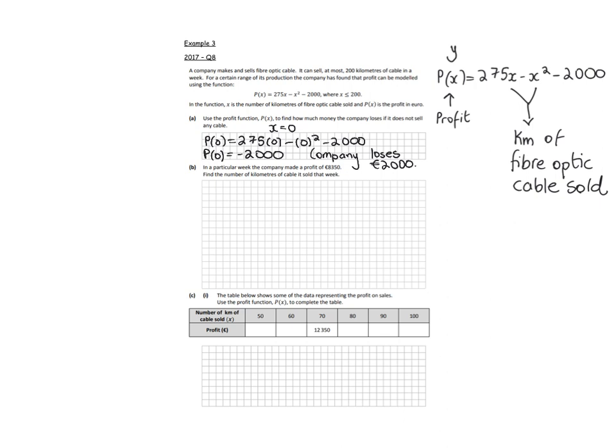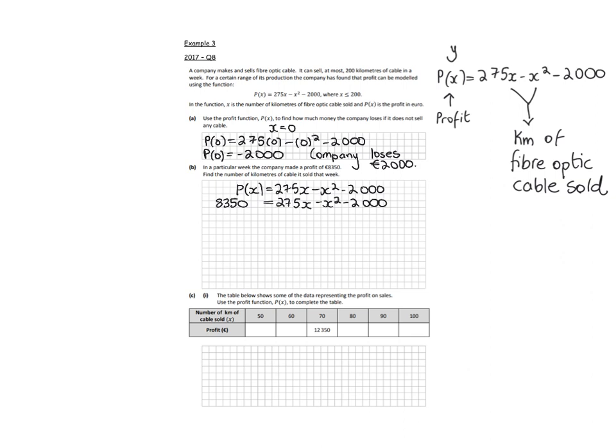In part B, in a particular week, the company made a profit of 8,350. Find the number of kilometers of cable it sold that week. So again, we have the function here, P of x is equal to 275x minus x squared minus 2000. In a particular week, their profit was 8,350. So we let the 8,350 equal the profit function. We need to figure out how many kilometers, so we need to solve for x.